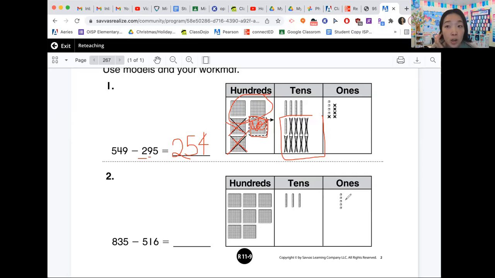835. Okay, I'm gonna start, guys, and then you guys are gonna do steps 2 and 3. Step 1 is to subtract the ones. I need to subtract 6. Oh, wait, no, there's only 5 ones. So what do I need to do? Can you guys help me?